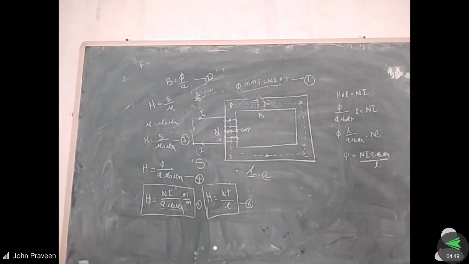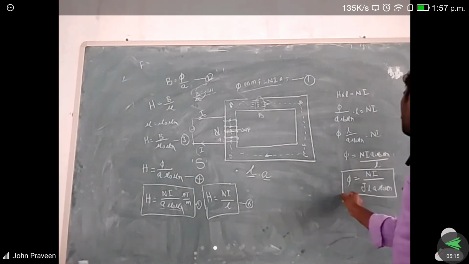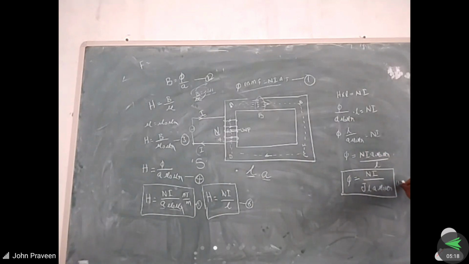So for example, if we are applying the proportionality, we get the equation with N I remaining in the numerator. Then we get the equation as N I by L by A into mu naught into mu r. So this is the equation we are getting here. The unit is the Weber.